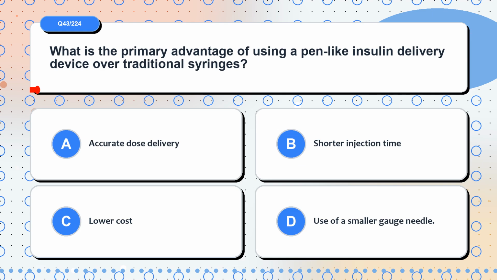Question 43. What is the primary advantage of using a pen-like insulin delivery device over traditional syringes? Here are the options. Option A. Accurate dose delivery. Option B. Shorter injection time. Option C. Lower cost. Option D. Use of a smaller gauge needle.